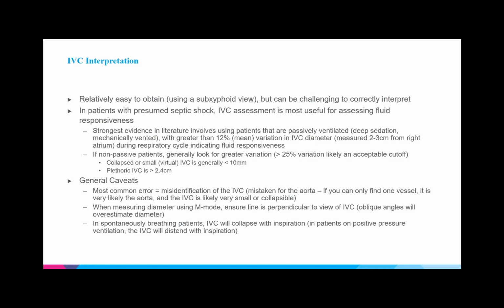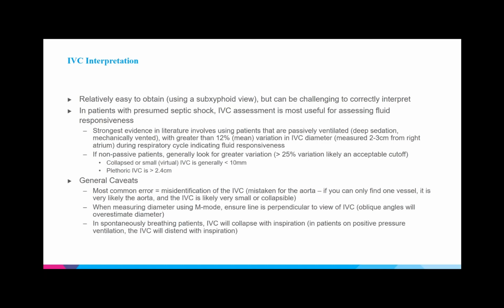So that's why we use sort of less generalized cutoffs. And so I would say in any non-passive patients, any patients that you're evaluating on the floor, we generally look for greater variation in the IVC, so at least a 25% variation. And usually when I tell residents in the ultrasound elective, I say you want to see greater than 50% variability for us to say that this patient might be responsive to fluids.